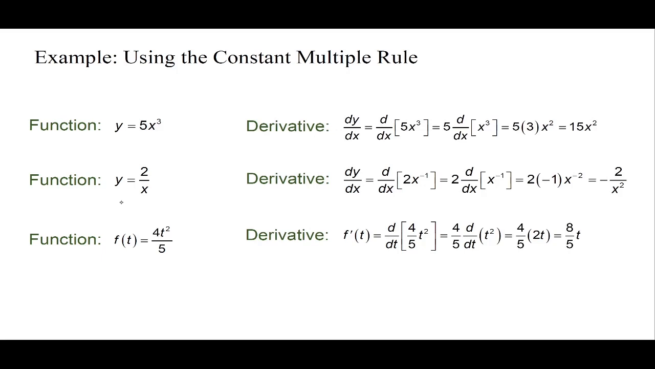So if you look at here, if you bring this 5 outside and then find the derivative of x cubed, which by using the power rule is 3 times x to the power 3 minus 1, which is 2, so 5 times 3 is 15x squared. Now we can use the same trick here for the second expression and then the third expression for finding the derivative. And that's possible because of this rule, the constant multiple rule.